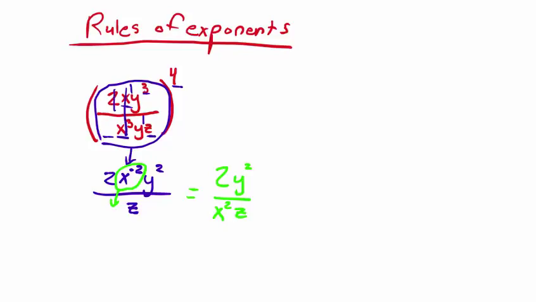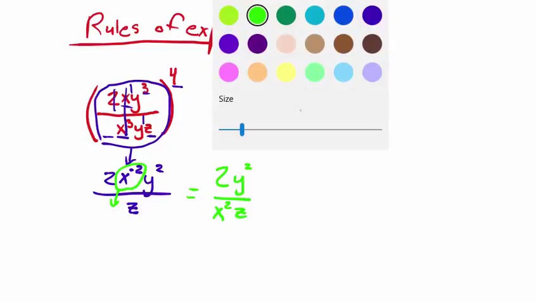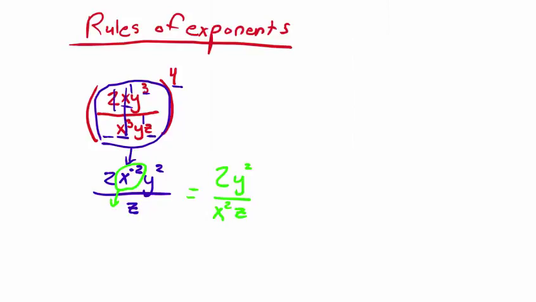Now I'm going to change colors. I don't like this green here. Let's do orange. Remember, we just simplify what's inside, so I'm going to finish this and put that 4 here. So we've done the inside, we've simplified it, and now we're going to distribute that 4 to everything. Remember, this is 2 to the first power, and that's z to the first power.